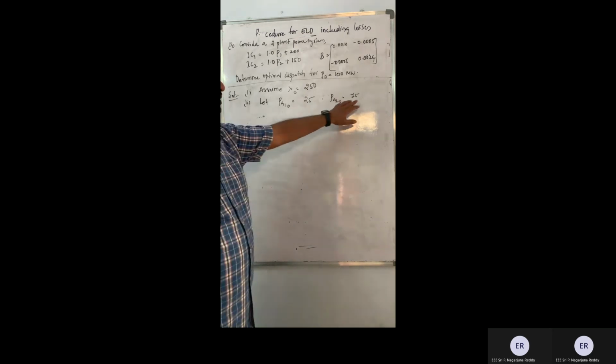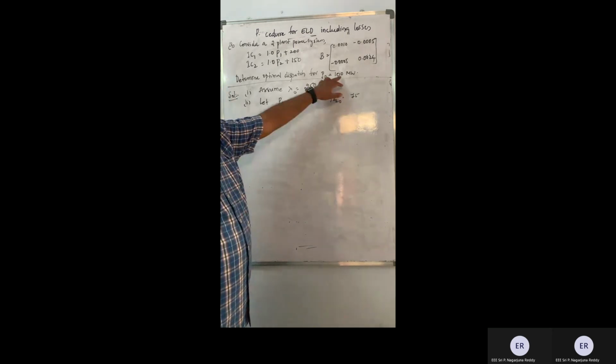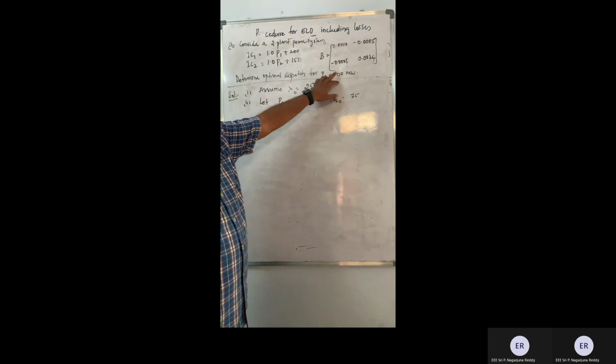This is one method of doing it. Now we have chosen the initial values: lambda, and we have started with Pg1 equal to 25 and Pg2 equal to 75. If you carefully see, these values are not going to meet for me to go with the losses, isn't it?